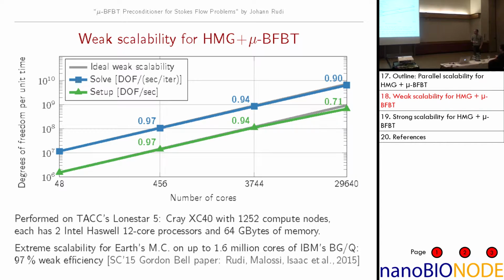If you're interested in more extreme scalability, we did this just last year for the Earth-mantle convection with adaptive meshes, and we used up to 1.6 million cores on the IBM BGQ. And on this system, we achieved 79% weak efficiency, and this was reported in the Gordon Bell prize-winning paper.